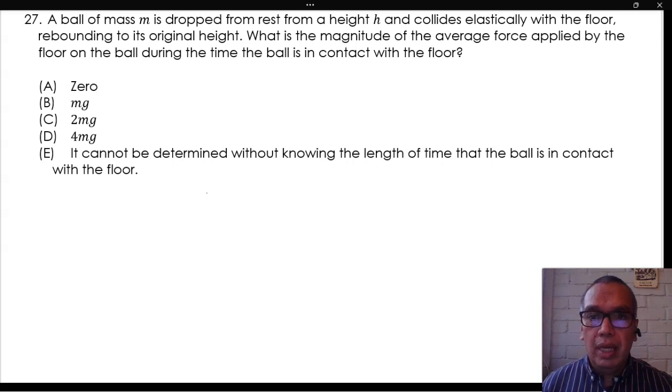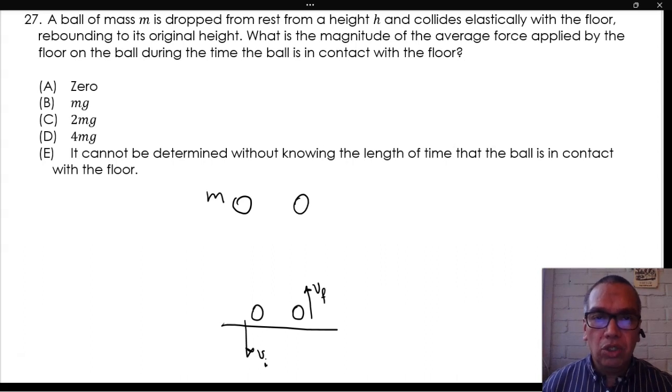A ball of mass m is dropped from rest from a height h and collides elastically with the floor, rebounding to its original height. What is the magnitude of the average force applied by the floor on the ball during the time the ball is in contact with the floor?